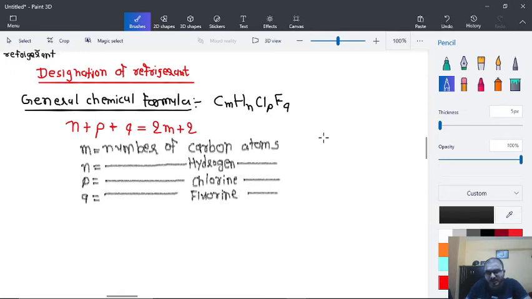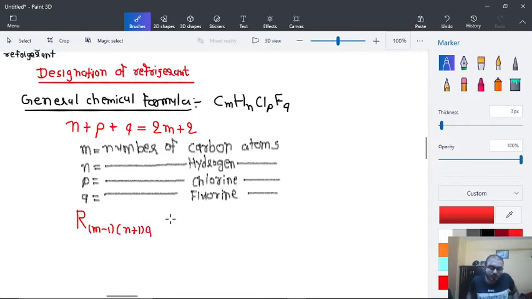And the designation will be done like this: R (M minus 1)(N plus 1)(Q). Now, I think we are going to take 3 examples here, and we will end this lecture with 3 examples of how we can designate a refrigerant.